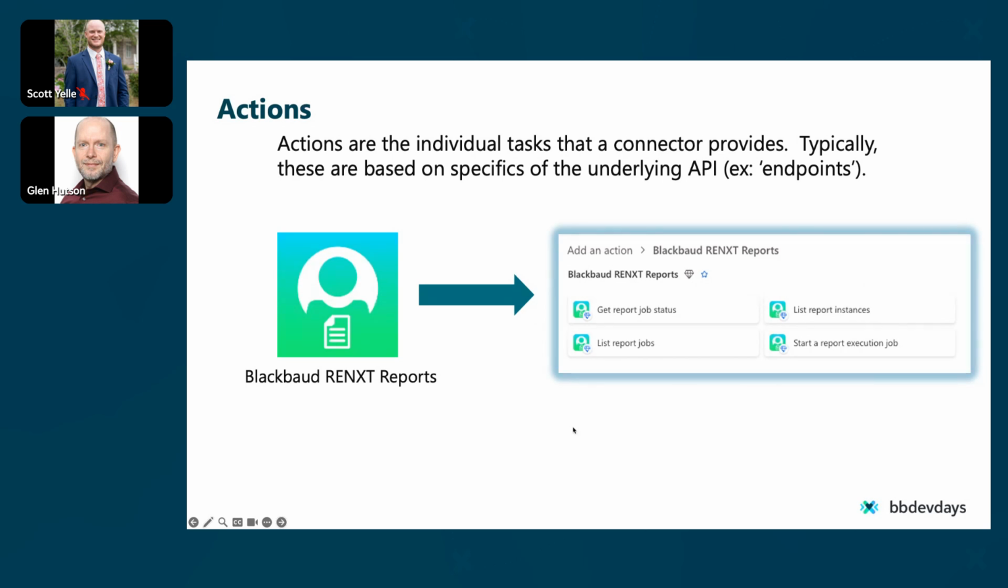Actions. We've got these different connectors within Power Automate, and each of those connectors has individual actions that the connector provides. Typically, these are based on the specifics of the underlying API. So the recently released Blackbaud Raiser's Edge NXT Reports connector has Get Report Status, List Report Jobs, List Report Instances, and Start Report Execution Job. All of those are actually tied to endpoints within the API.